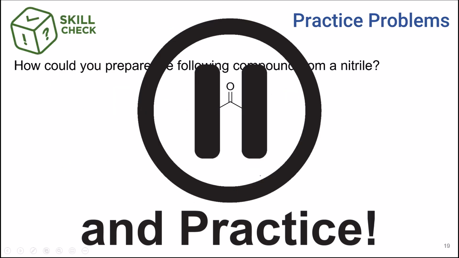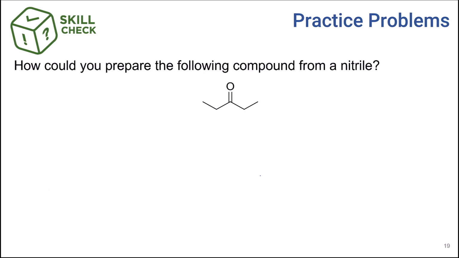So if we take a look at this problem, how would you prepare a compound from a nitrile? So we just saw that we could make a ketone using a nitrile. So we've got to figure out what nitrile. This is the carbon that was the nitrile part. So you might start with this, and then we have 1, 2, 3. This is this one, so 1, 2, 3. And the Grignard that I would need is going to have these 2 carbons, so it'll be ethyl magnesium Grignard, followed by water and acid.